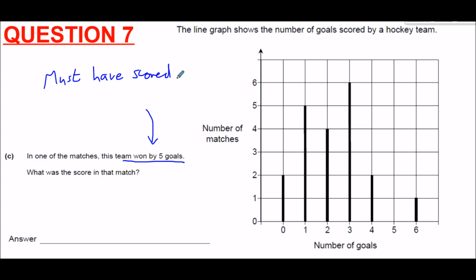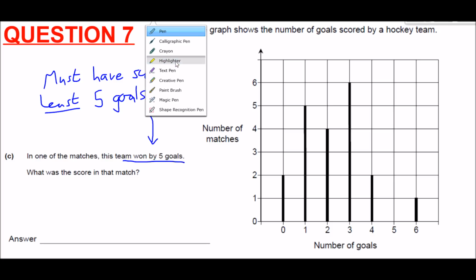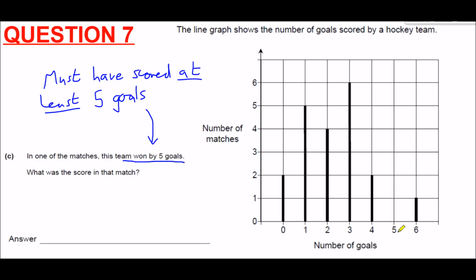So using this bit of information, that means they must have scored at least 5 goals. It doesn't mean they have to have scored exactly 5 goals. They could have scored 10 and conceded 5. But if the score was 10-5, overall that's a win of 5 goals, because 10 minus 5 is 5. So could they have scored 5 goals exactly and it been 5-0? Well, no, because they never had a match where they scored 5 goals. And so the only other alternative is they must have scored 6 goals.